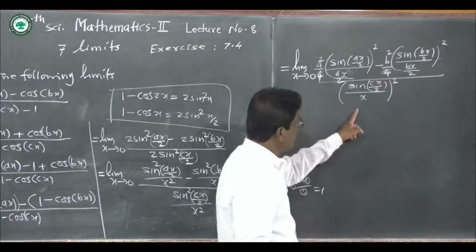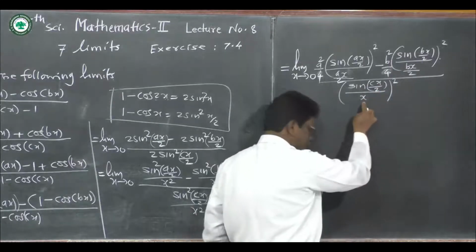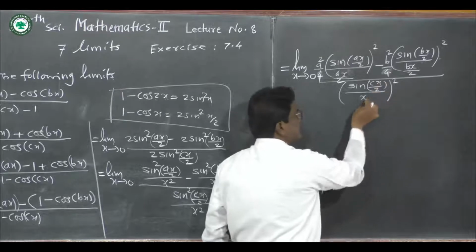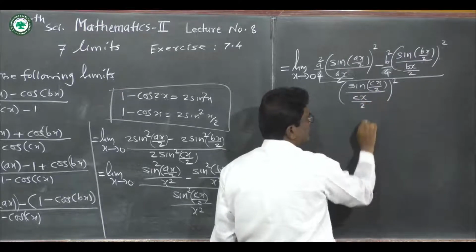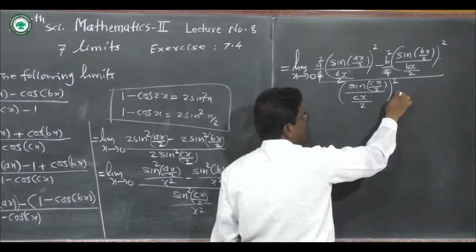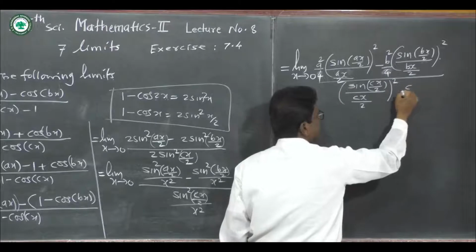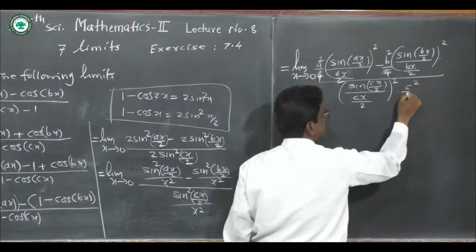In the same way here in the denominator, sine of cx upon 2, here should be cx upon 2, out of that x is present, we want here c divided by 2. We have to cancel this c by 2, so we take here c by 2, but here bracket square, so take here c square divided by 2 square, that is 4.